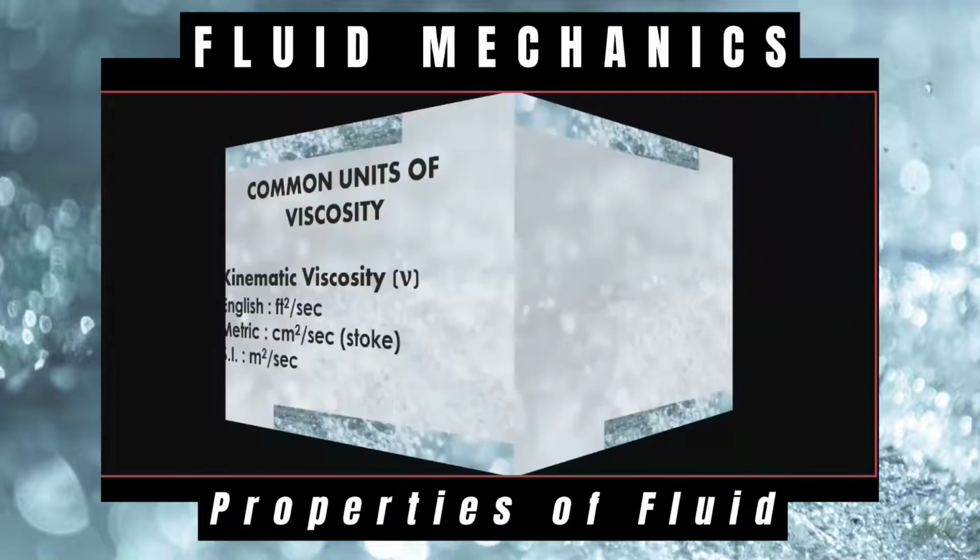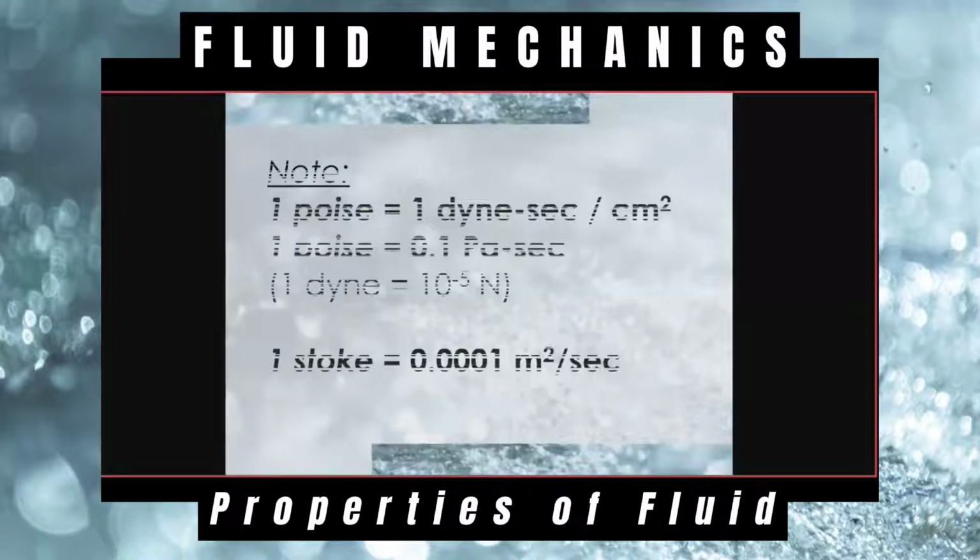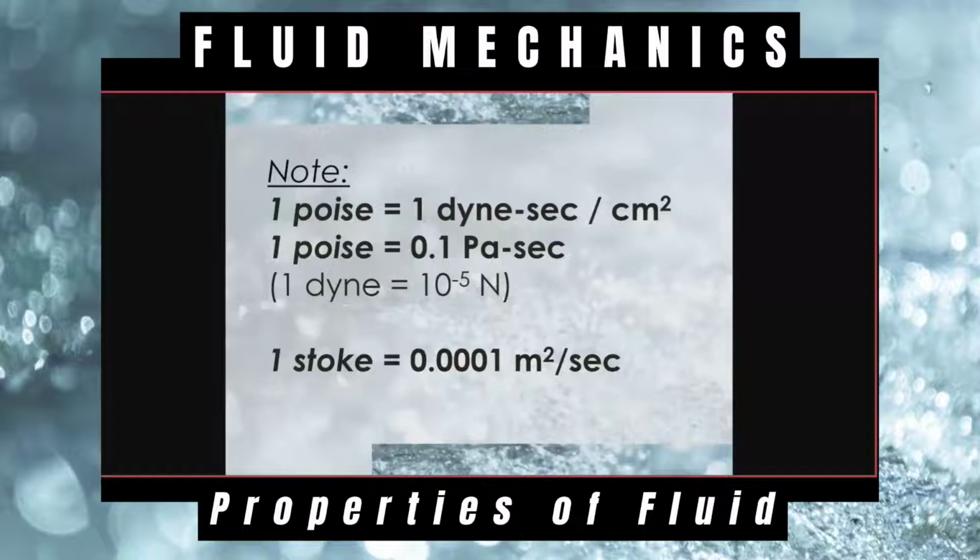So I have a note here. 1 poise, which we will discuss, is 1 dyne second per square centimeter. Okay? So 1 poise is also equal to 0.1 Pascal second. This is the conversion from metric to SI.